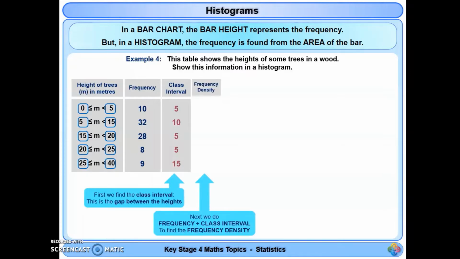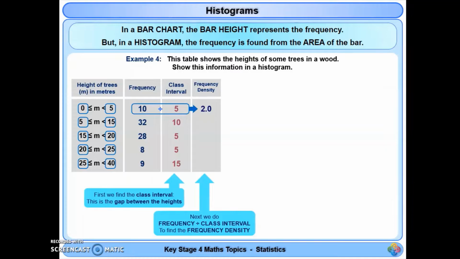Our next step is to now find the frequency density. Frequency density is found by using the calculation frequency divided by class interval. That's how we would define frequency density. Frequency divided by class interval. So if I do 10 divided by 5, I'm going to get a frequency density of 2.0. Notice that I've displayed my answer as a decimal because usually with frequency density, you will be dealing with some decimals.